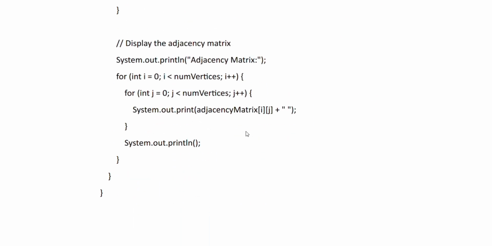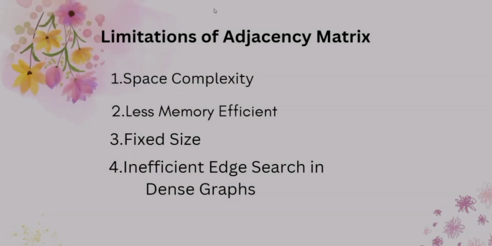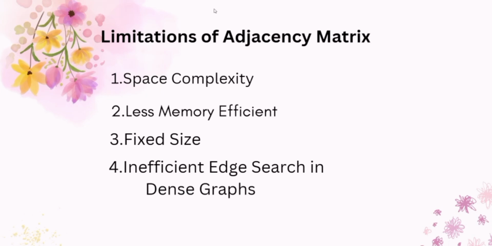Next, we display the adjacency matrix. Now, let's see the limitations of the adjacency matrix. Space complexity: it requires order of V squared, where V is the number of vertices. Even if there are few edges, it requires a lot of space. So, to add any new elements, it takes so much space and time. Therefore, it is less memory efficient.